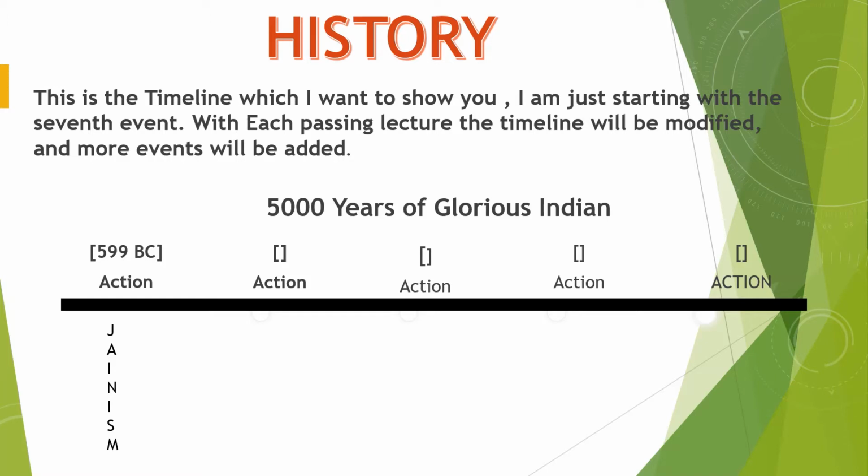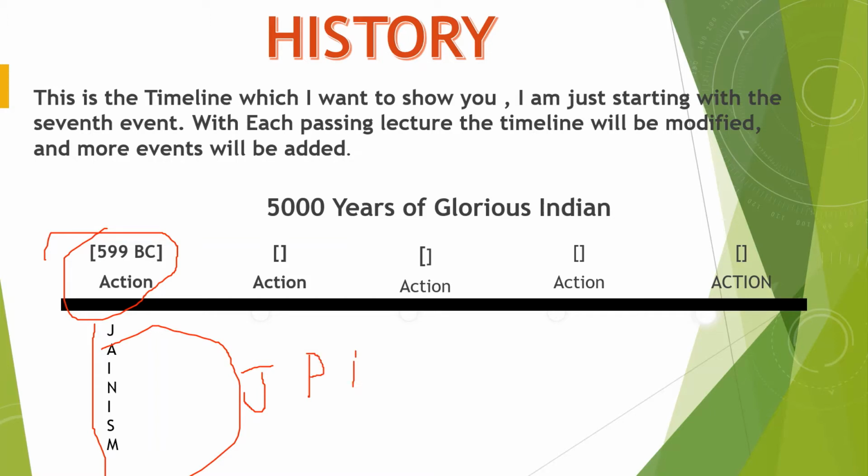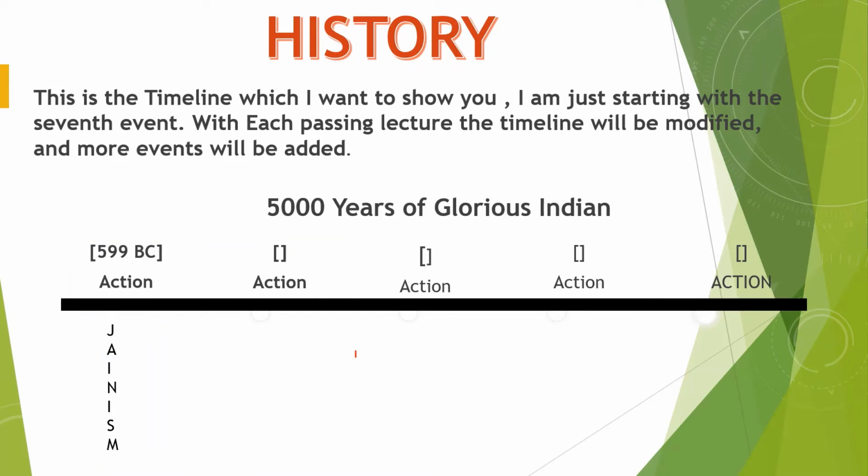This is Jainism. It started in 599 BC, and I have already covered Jainism part 1. Here, friends, I forgot to tell you that more events will be added, like after Jainism, all the events will be added. Okay friends, let's move to the next slide.